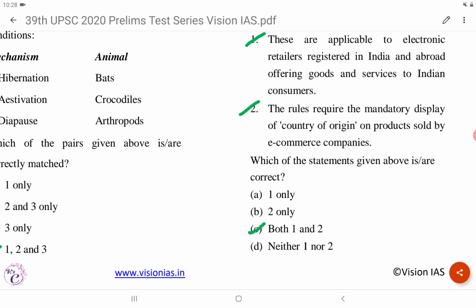The Consumer Protection Act 2019 has come into force from 20th July 2020. As provided in Section 10 of the Act, the Central Consumer Protection Authority, that is CCPA, has been established on 24th July 2020. CCPA will not only protect the rights of consumers purchasing goods and services, both online and offline, but also have the power to initiate class action against companies, including enforcing recalls, refunds, and returns. The violation of the rules will attract penal action under the Consumer Protection Act 2019. Hence, both the statements are correct.